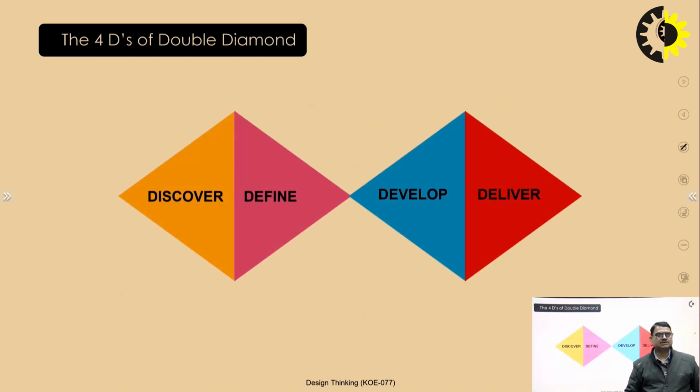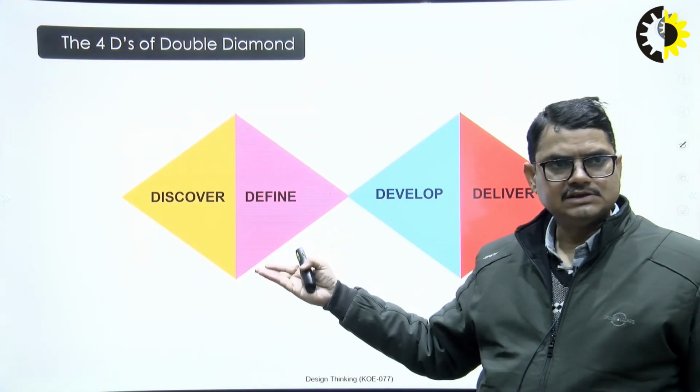Now, let us talk about the 4 Ds of the double diamond theory, and these Ds are basically known as discover, define, develop and deliver. As far as we have discussed this double diamond approach, you must be able to understand that in the first diamond we are involved in two processes. The first process is the discover process, then the define process. When we are in divergent thinking, we are discovering things. When we are in convergent thinking, we are defining things.